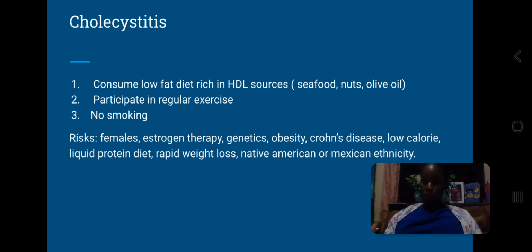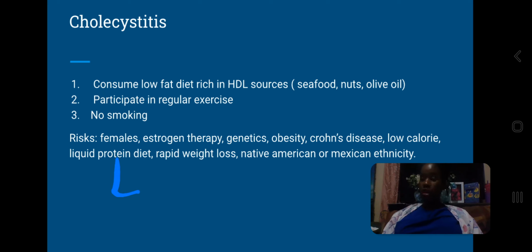Rapid weight loss. These are just risks. If you are Native American, you can see why that being a risk can cause it. You have the estrogen therapy. Estrogen dries up things, so you can just understand why it would be a risk. Okay, so these are risks.